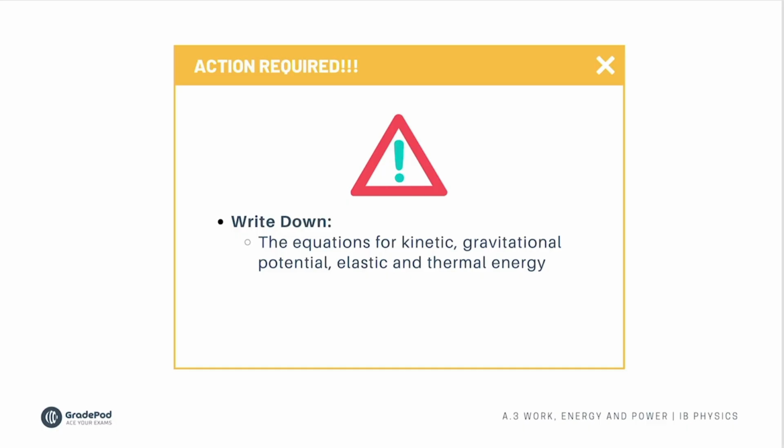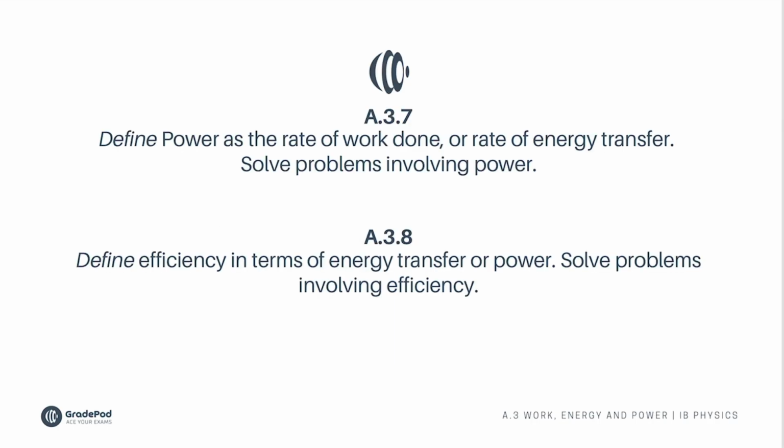Right now, what you've got to do is go to your revision note template and write down the equations for kinetic, gravitational potential, elastic and thermal energy. The best way to get these learning objectives into your head is actually to practice problems. Writing notes down about it wouldn't really make much difference. Let's look at power and efficiency now, learning objectives 7 and 8.